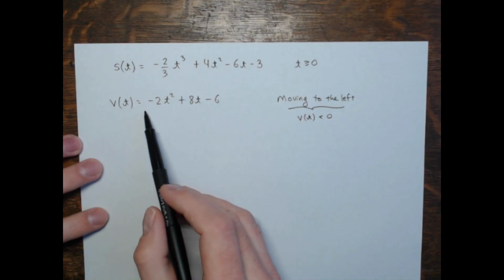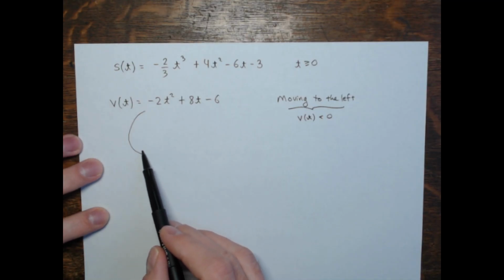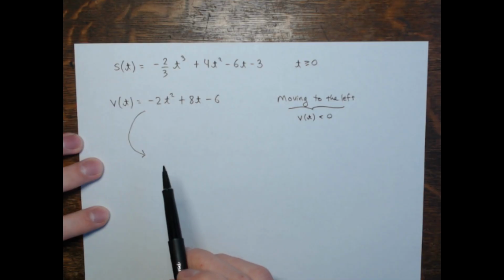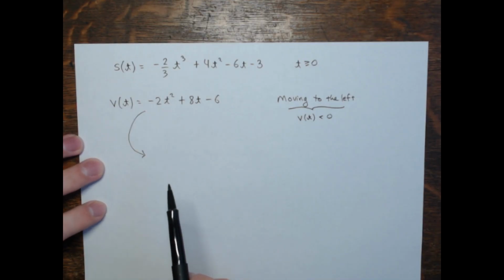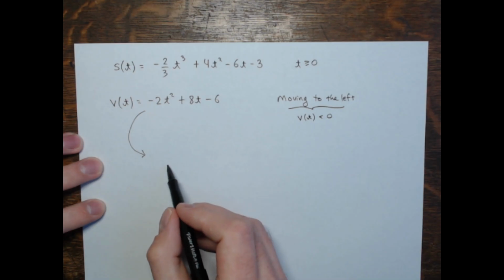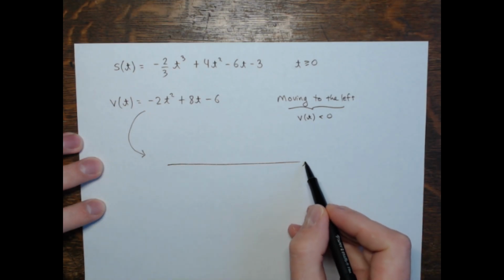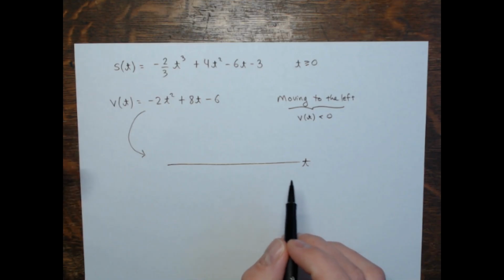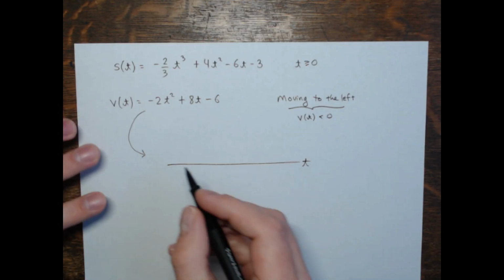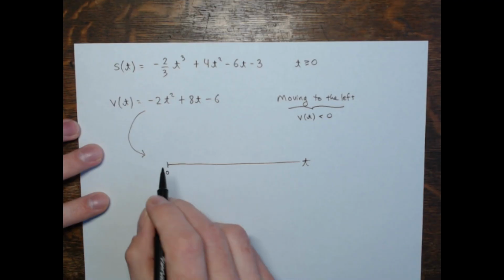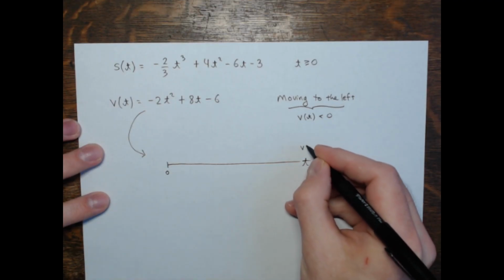So like I was doing before with our speeding up questions, where's the bird speeding up or slowing down or whatever? I'm gonna make a number line here. This is a time line. This is not the position line, right? This is a time line starting at zero, no negative times, for the velocity.